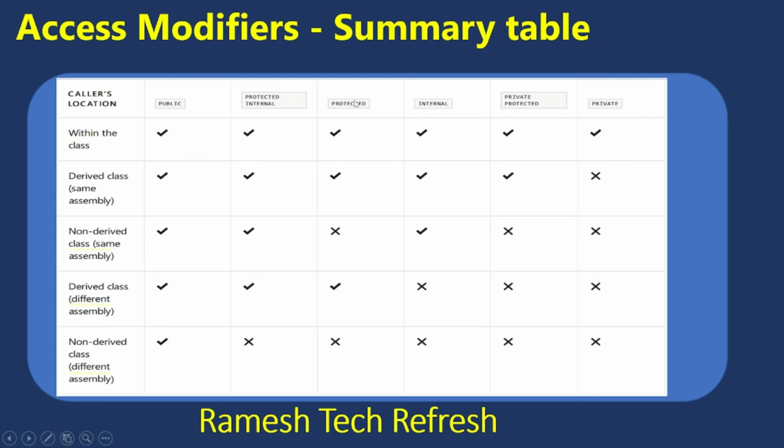Protected. Containing class plus derived class of any assembly. Derived class of same assembly and derived class of different assembly. Internal. X is limited to the current assembly. Private protected. Containing class plus derived class of same assembly. Private. X is limited to the containing class.